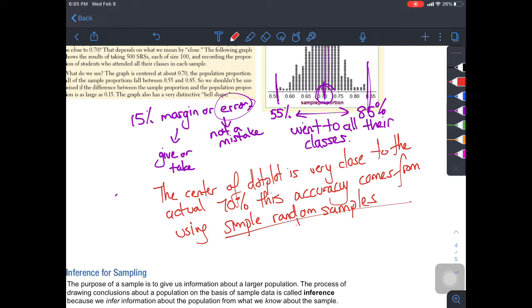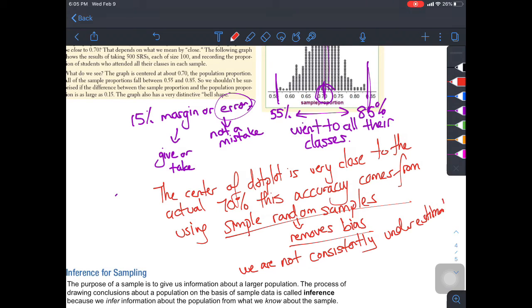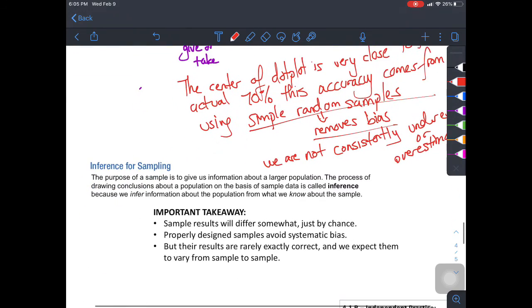Okay, simple random samples remove bias. Okay, so we are not consistently underestimating or overestimating. Okay, that is important.